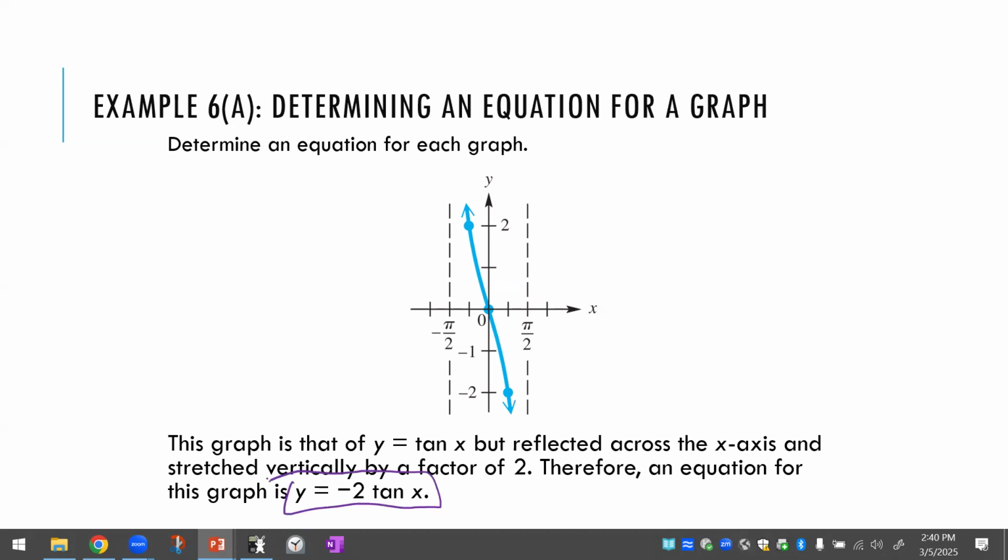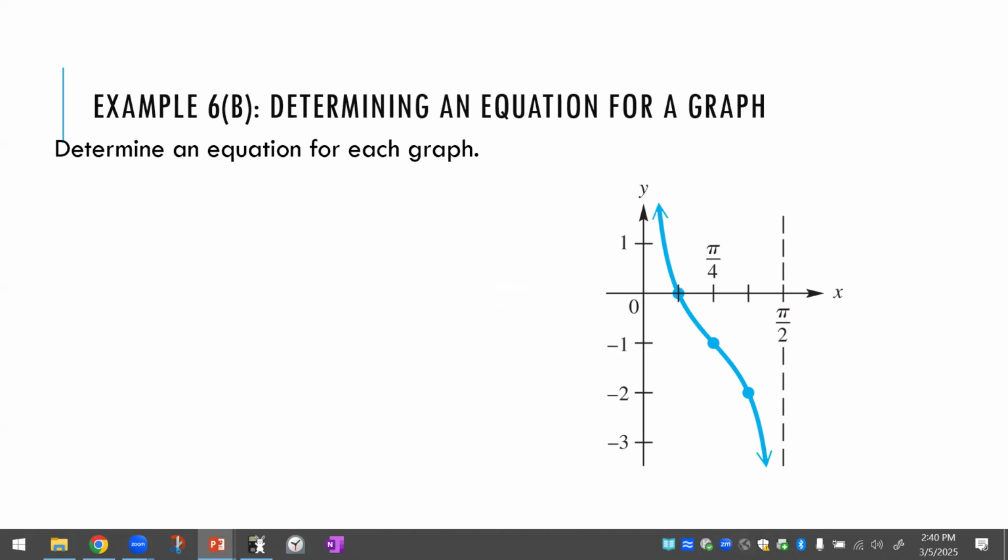Okay, what about this one? Well, we're still at power 2, but we're starting at 0. We're starting at 0, so we're gonna do it as cotangent, and we went down. And anything else? The period changes now. How did my period change? It was compressed. It used to be pi. Now it's pi over 2.